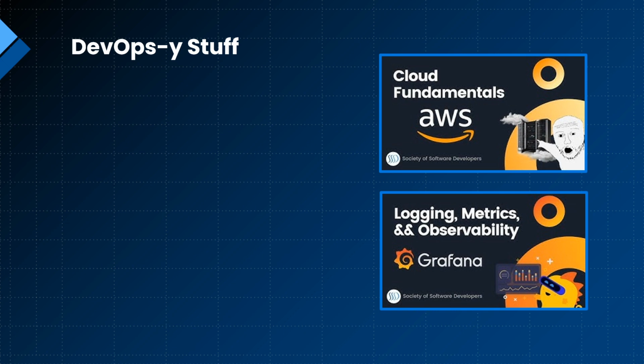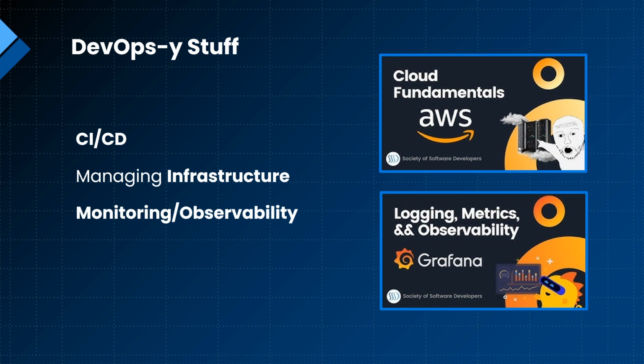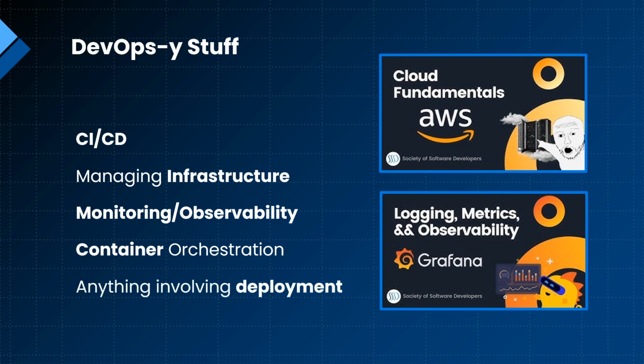There are a whole bunch of topics that fall into the DevOps realm. We only touched upon a few today. Continuous integration and continuous deployment is one of them. Anything that involves managing your cloud infrastructure, monitoring or observability, anything that involves containers and managing those, and really just anything that involves deploying or releasing your code.